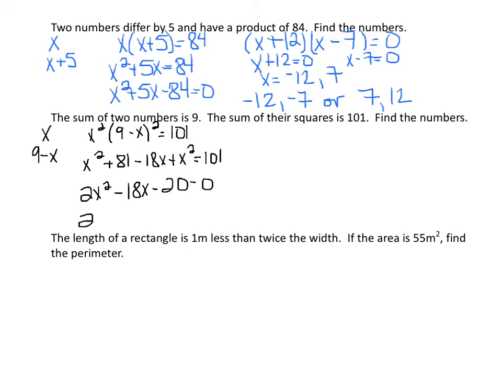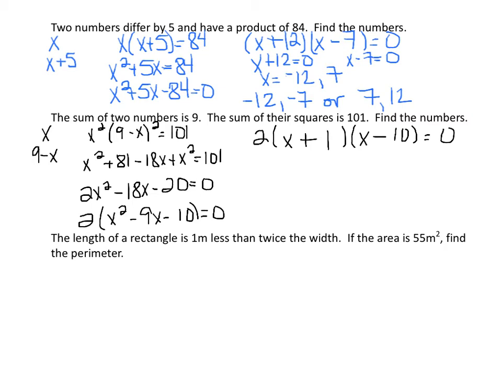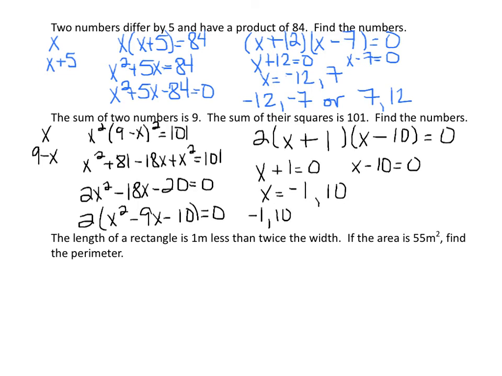From here I can factor out a 2. And then I can factor the quadratic. Factors of 10, I would say 10 and 1. If the 10 is negative and the 1 is positive, they'll add to negative 9. So x can either be negative 1 or positive 10. That means my 2 numbers are negative 1 and 10, or 10 and negative 1. So really, I only have one set of numbers.